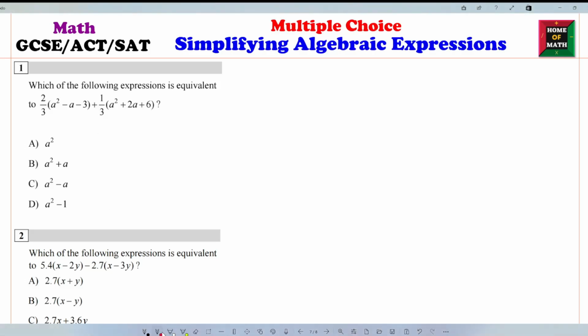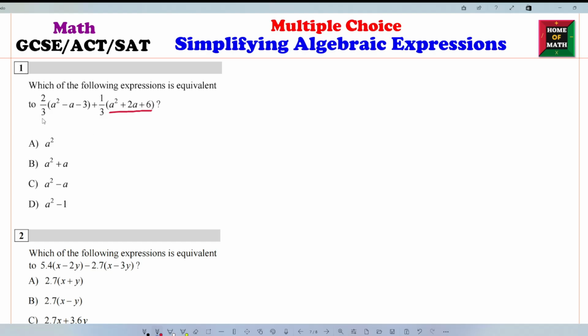Question 1. Which of the following expressions is equivalent to 2/3 times (a square minus a minus 3) plus 1/3 times (a square plus 2a plus 6)? This is an algebraic expression and we have to solve this one, but we have several options. But we have very little time, so what can we do?